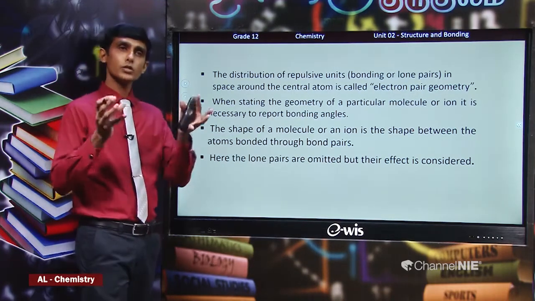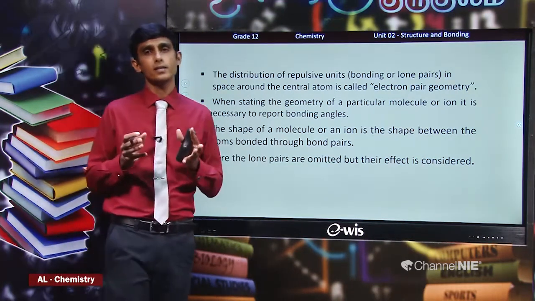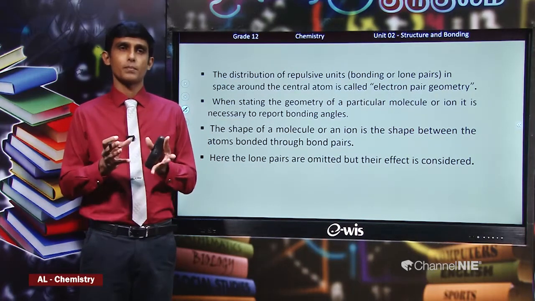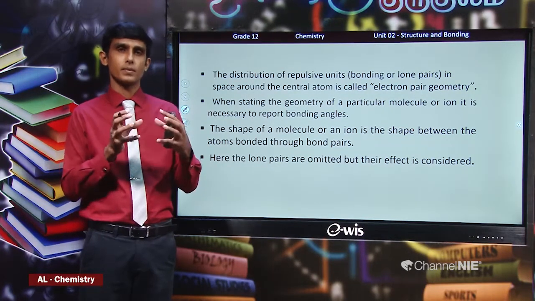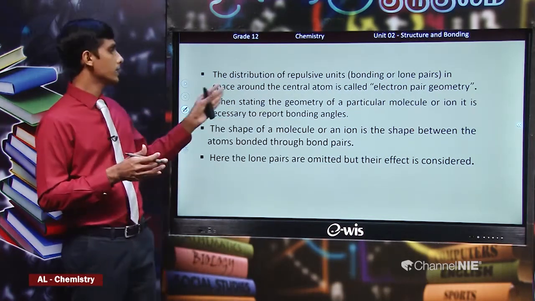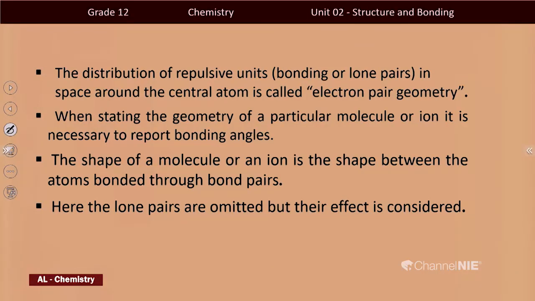But when you say shape of the molecule or ion, it is not necessary to give bond angles. Just the name of that shape can be stated. But for geometry, it is important to give the bond angles. The shape of a molecule or ion is the shape between atoms bonded through the bond pairs. Here the lone pairs are omitted, but their effect is considered.